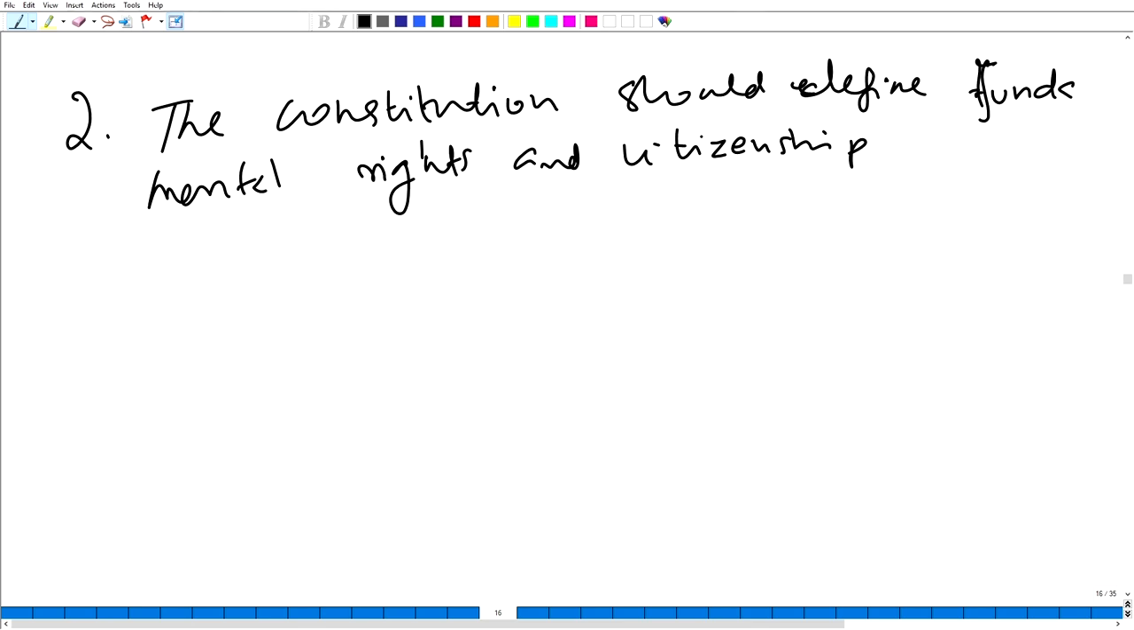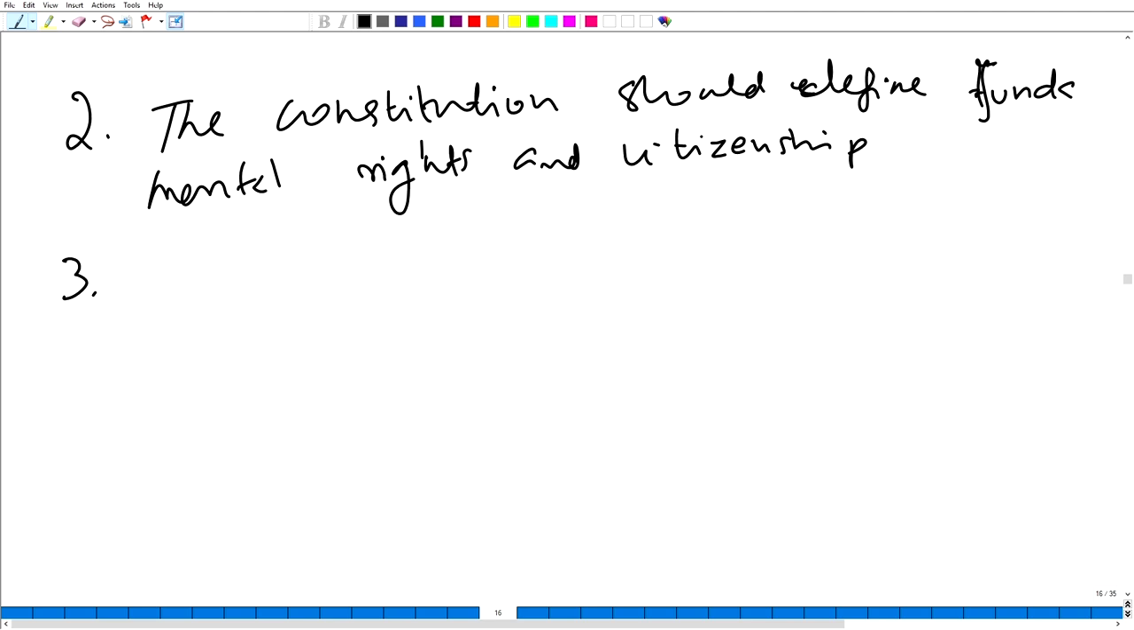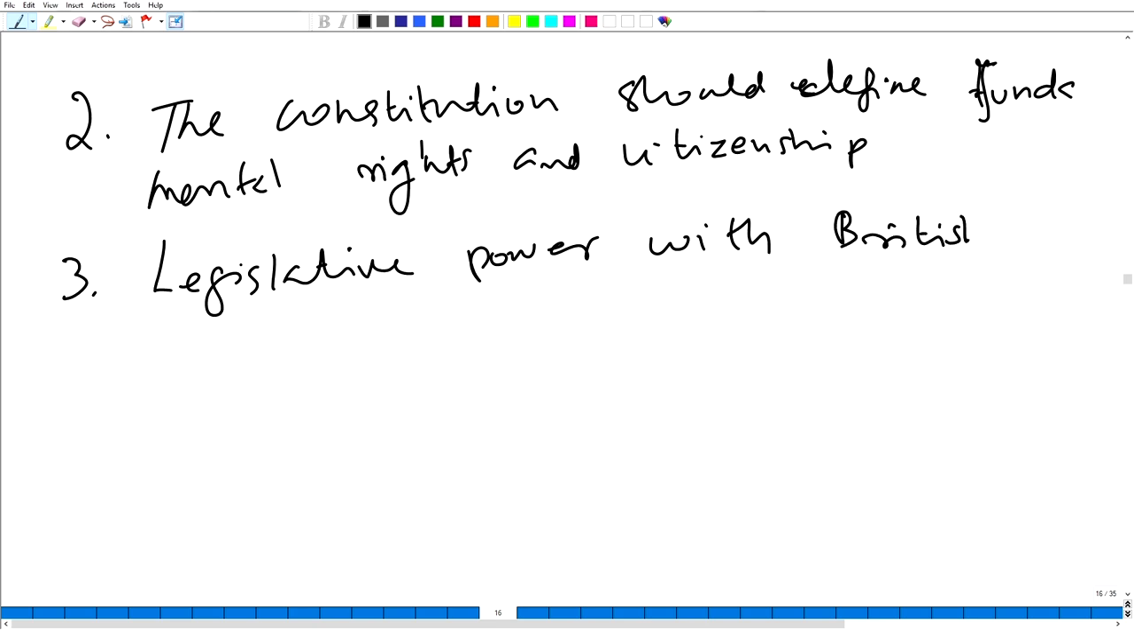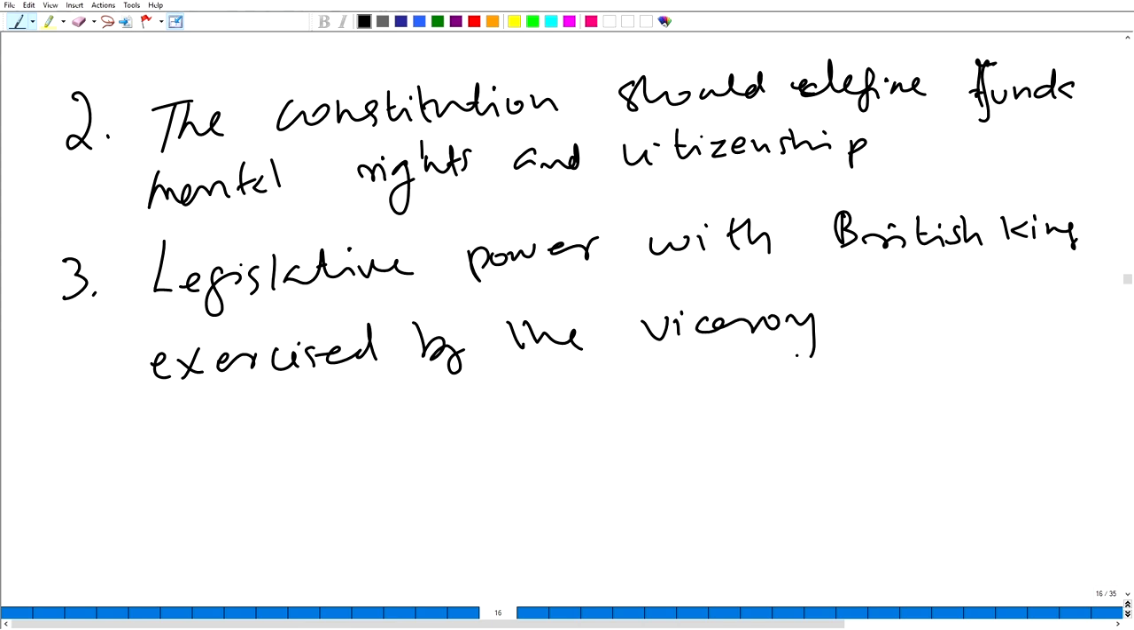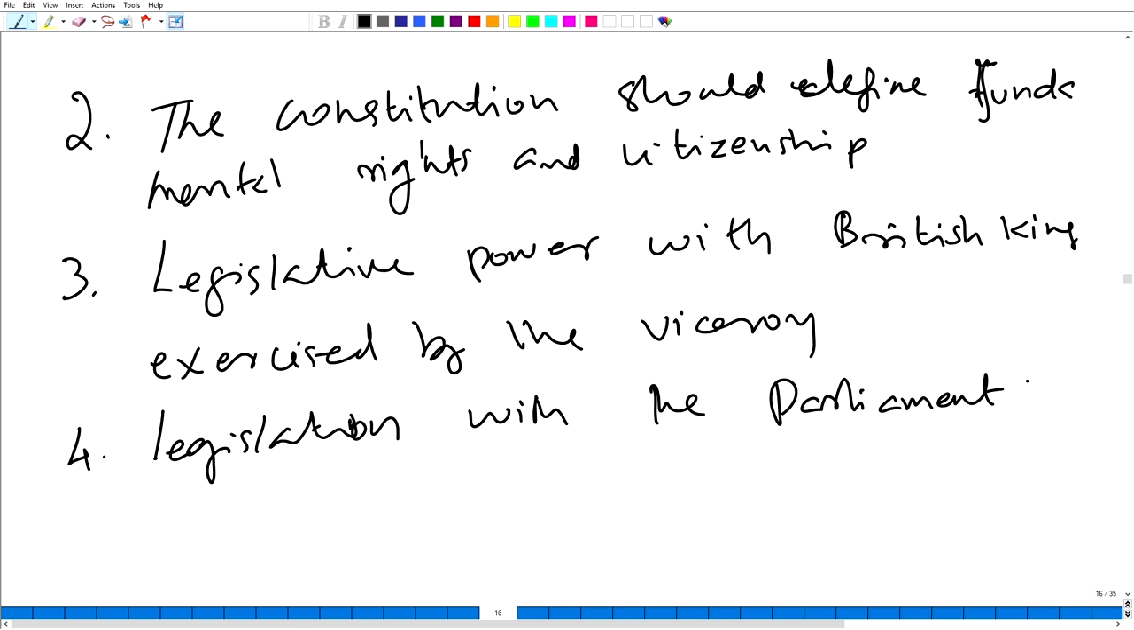The future constitution to be made for the country should define what the fundamental rights were and who were to be the citizens of India. The third proposal: the legislative power would be vested with the British king, but it should be exercised by the Viceroy for making of legislation with the British Parliament. The British Parliament would make legislation on the Indian affairs.